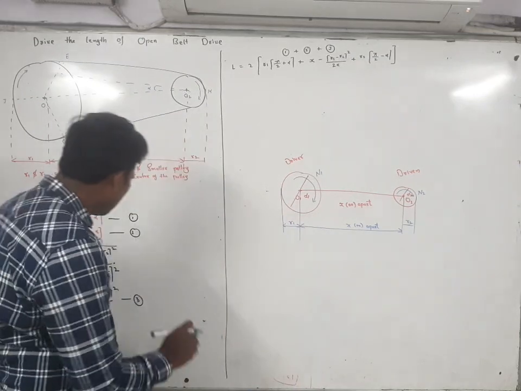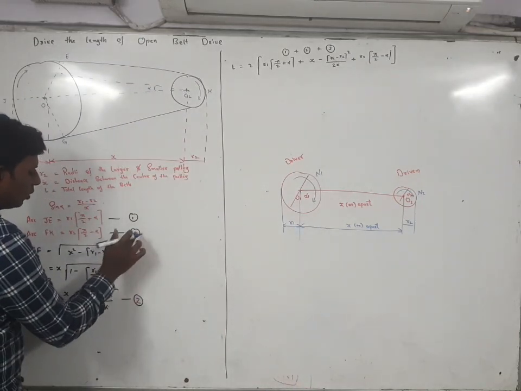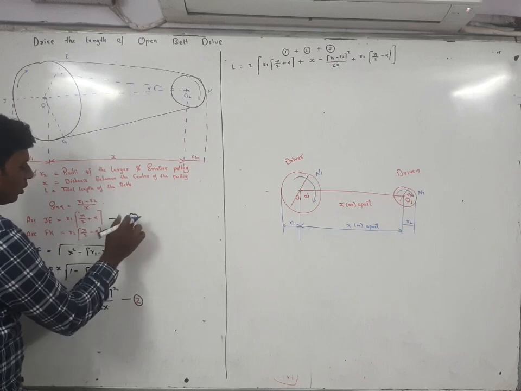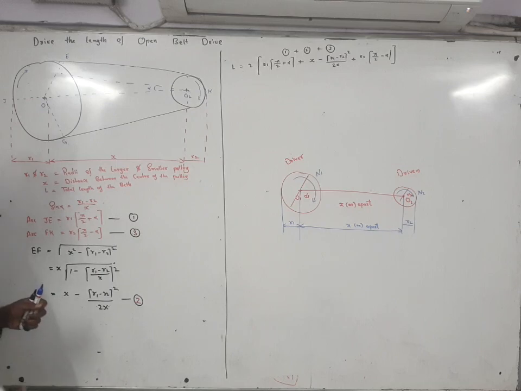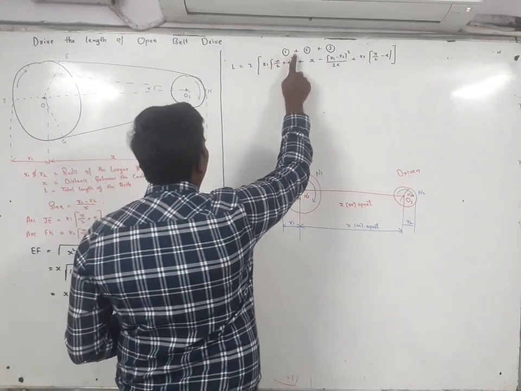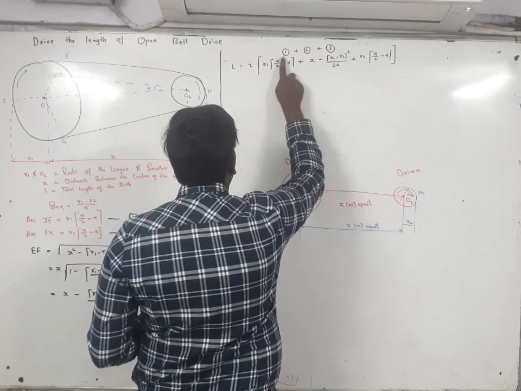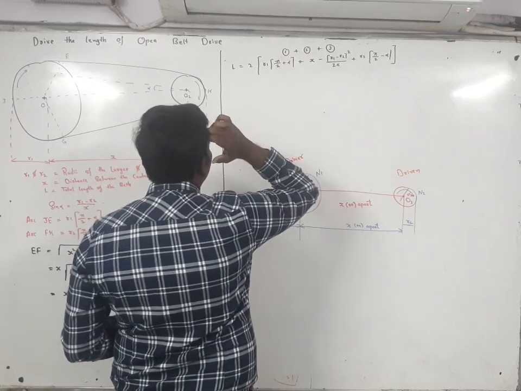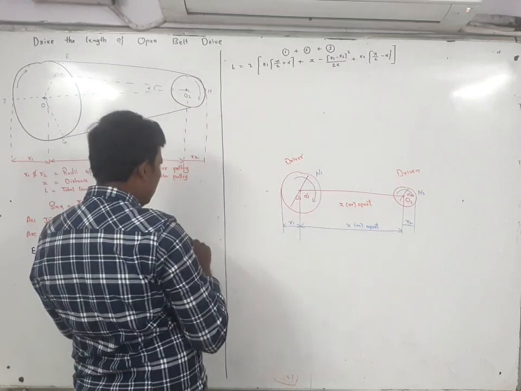This one is your equation 2 and this one is your equation 3, and this one is your equation 1. Equation 1, equation 2 and equation 3. How many equations did you get? Three equations. So what you have to do is add them: equation 1 plus equation 2 plus equation 3. Why am I considering the 2 here? By taking the 2 side.